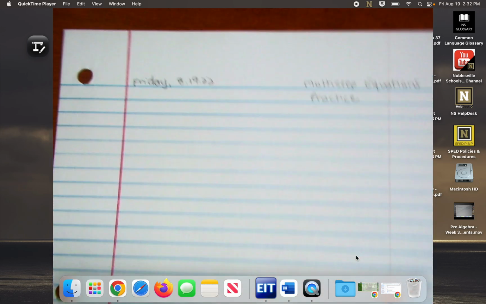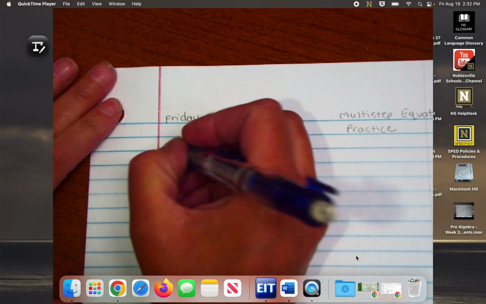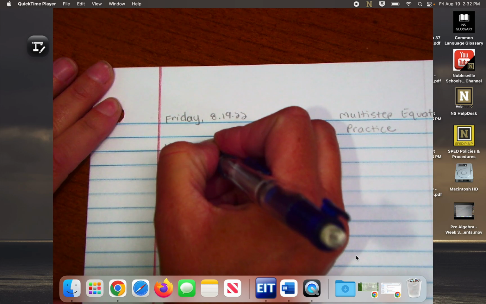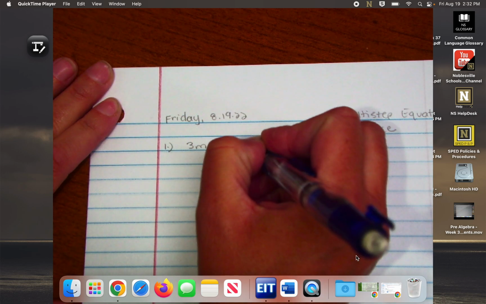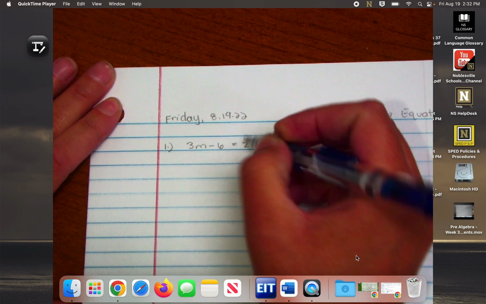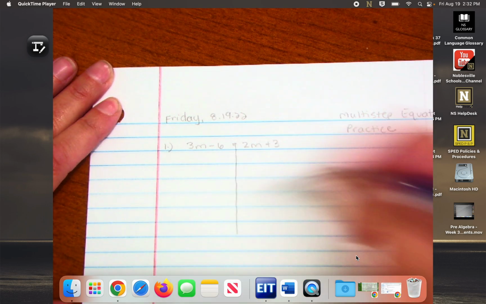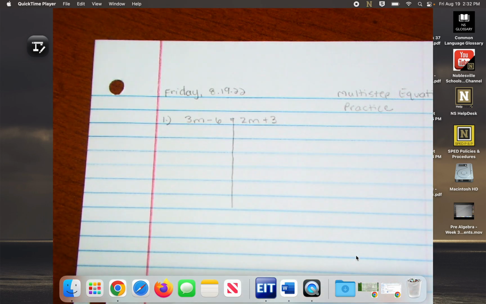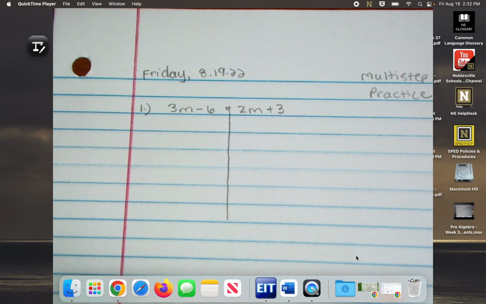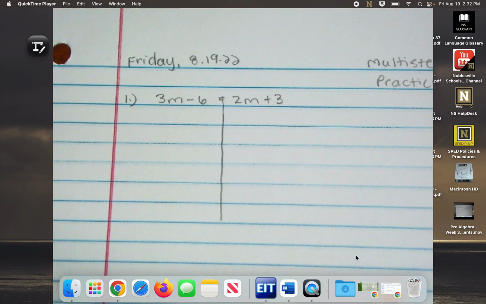Let's do problem number 1 together, which hopefully most of you are like, I got this. 3m minus 6 equals 2m plus 3. I'm going to draw my wall of equality. Okay, so my first step would be to move the variables.